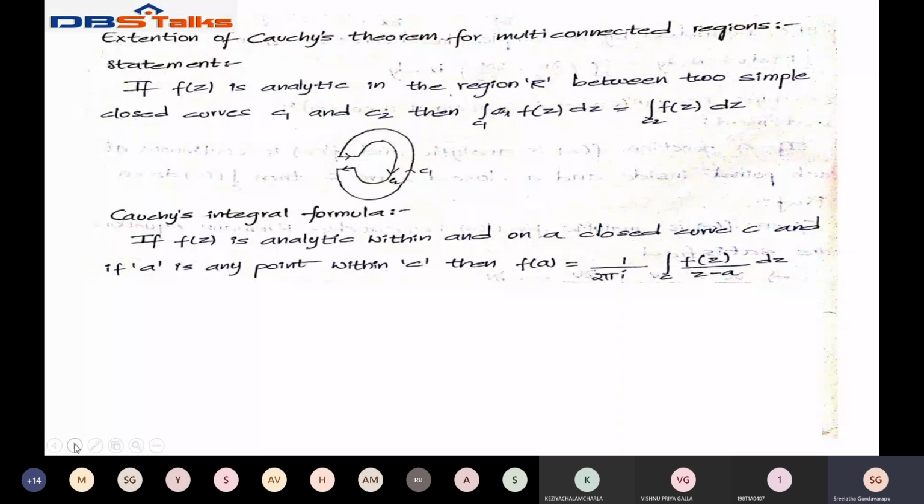Next theorem is Cauchy's integral formula. The statement of Cauchy's integral formula is: if f of z is analytic within and on a closed curve C, and if small a is any point within C, then f of a equals 1 by 2 pi i integral over C f of z by z minus a dz.